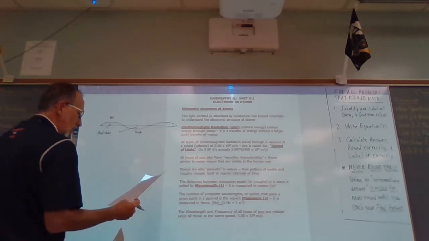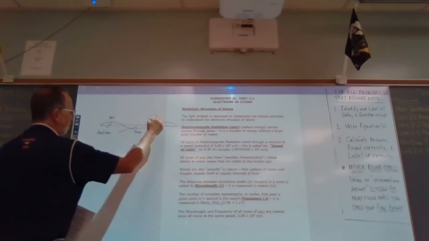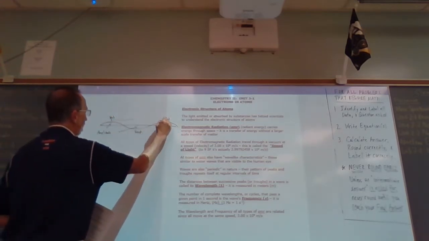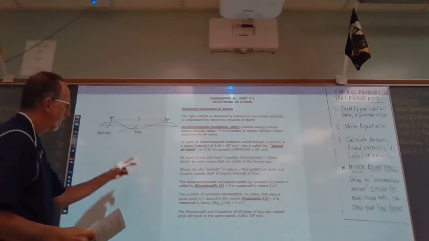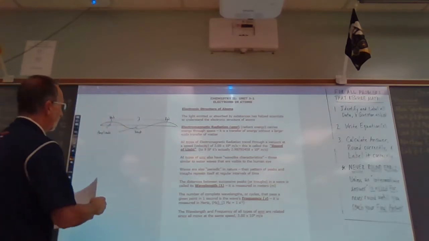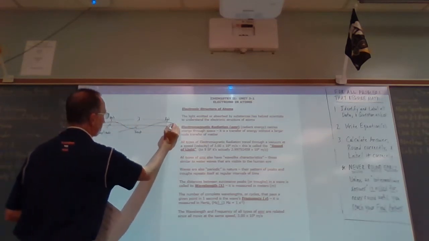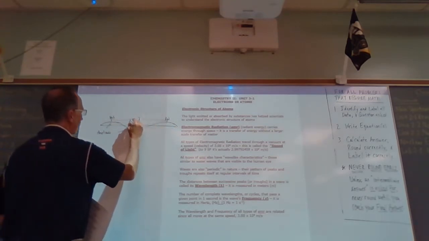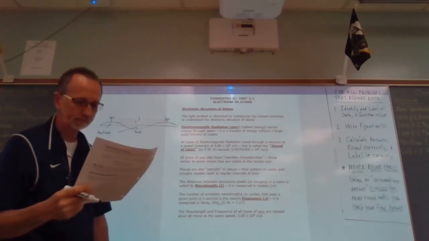The distance between successive peaks or troughs is called a wavelength. So here's a peak over here, and that distance there is a wavelength, peak to peak. You could measure trough to trough. You can measure anywhere in between. If I have this point here and I go to the same point in the next successive wave, that is also a wavelength. Those are equal.